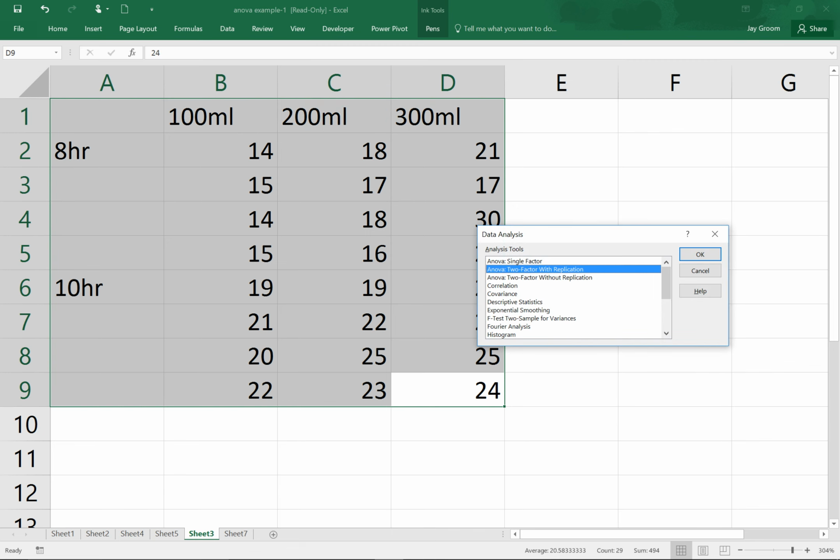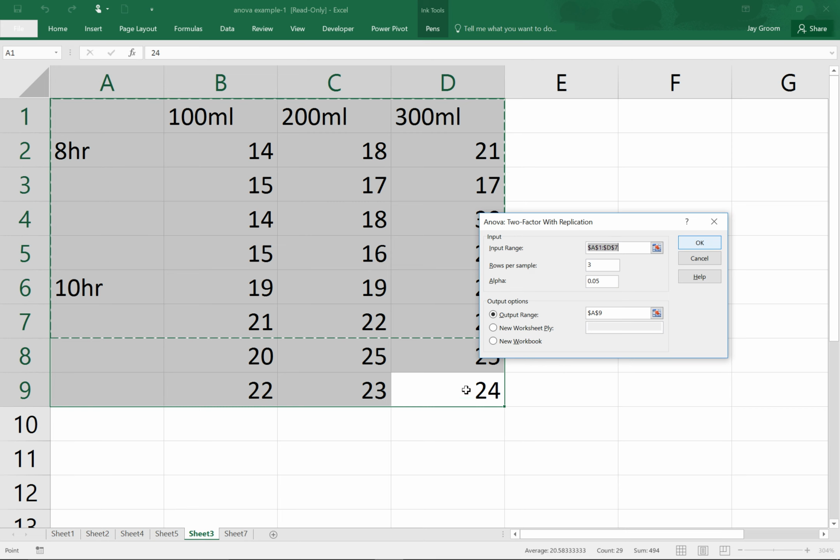So if you do data analysis, highlight your data, and this time there's 1, 2, 3, 4 rows per sample.